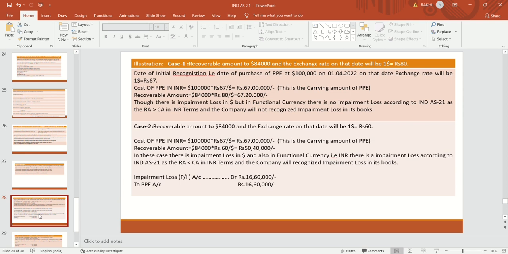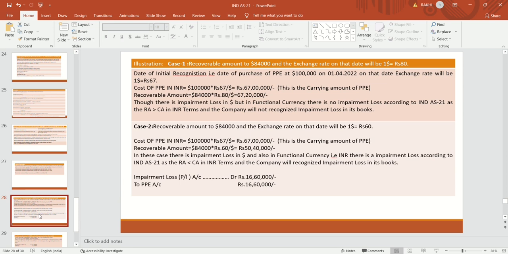Though it is reduced in dollar terms, the functional currency is INR. So let us first check in functional currency. The exchange rate on that date will be 80. So we will find out the recoverable amount by multiplying the exchange rate on the date when the recoverable amount is determined, that is rupees 80 per dollar. So it becomes 67 lakhs 20,000.